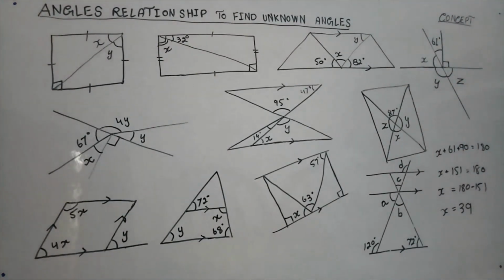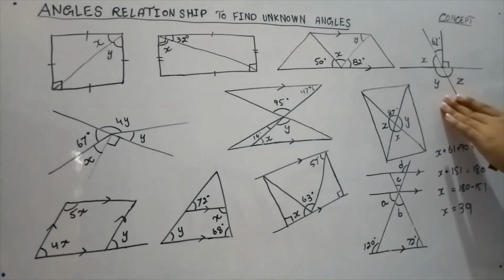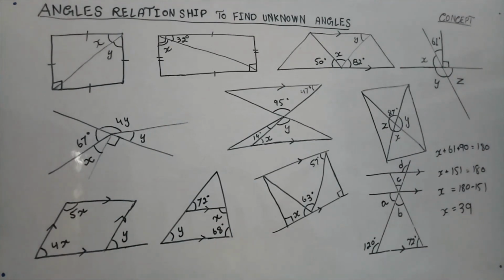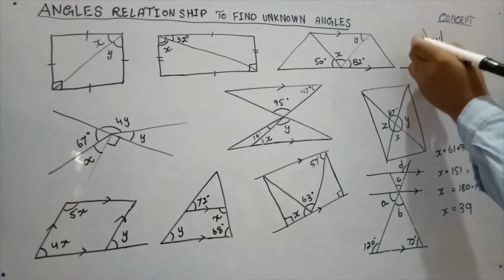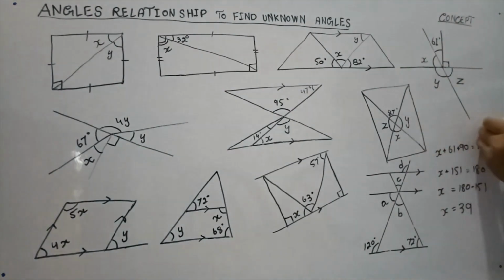Now we have found the x value, and here we can find out z or y. Okay, now it's our choice. First I'm going to find the value of y, because here we have x which is equal to 39 degrees. Let me write here, x is equal to 39 degrees.